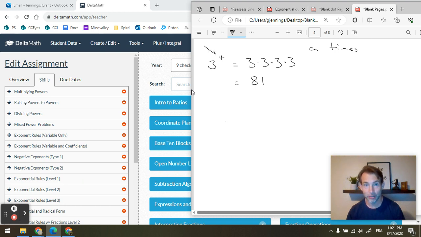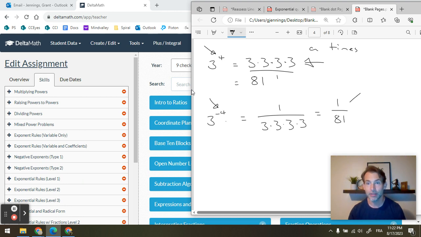Another thing that I want you to understand, and this is a really useful trick, is that a positive exponent tells us to multiply that many times. If we had something like 3 to the negative 4, this is a set of instructions telling you to divide by 3 that many times. What are you dividing by 3? 1. Divide 1 by 4 copies of 3. So 3 to the negative 4 is not negative 81. It's 1 over 81.